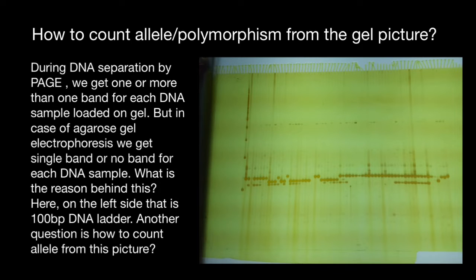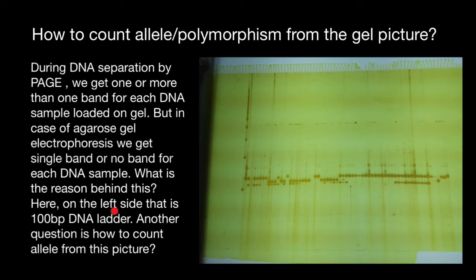Here's another case study. And the question: how to count allele polymorphism from the gel picture. And the question itself: during DNA separation by PAGE, we get one or more than one band for each DNA sample loaded on the gel, but in the case of agarose gel electrophoresis, we get a single band or no band for each DNA sample. What is the reason behind this?